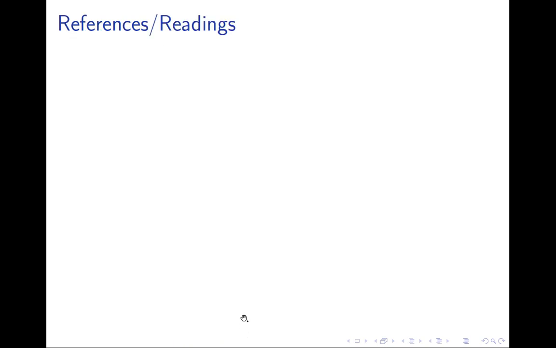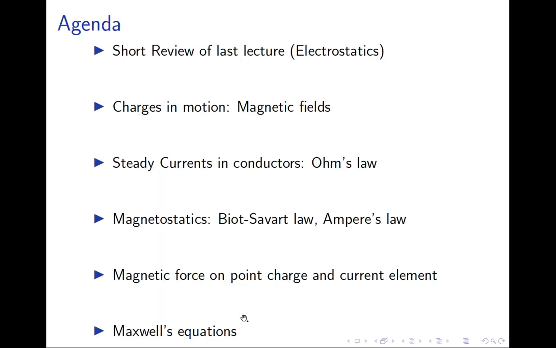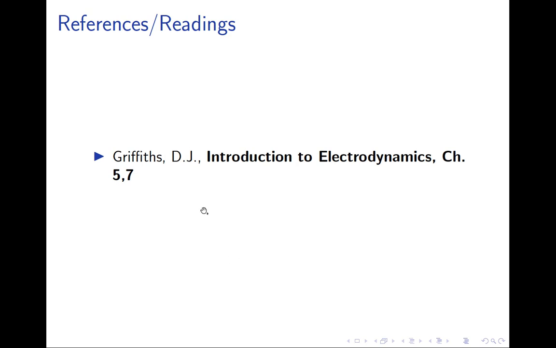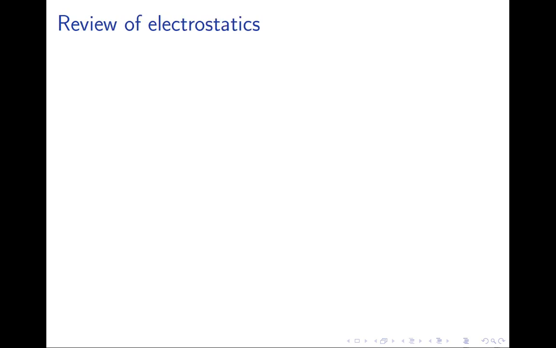Okay. The references and reading for this lecture would be Griffiths chapters 5 and 7. Chapter 6, I think, is magnetic fields in matter, which we will discuss in tomorrow's lecture, so we will skip that for now. Chapter 7, I think, is Maxwell's equations, and chapter 5 is magnetostatics. Okay, so then without further ado, we start the lecture.